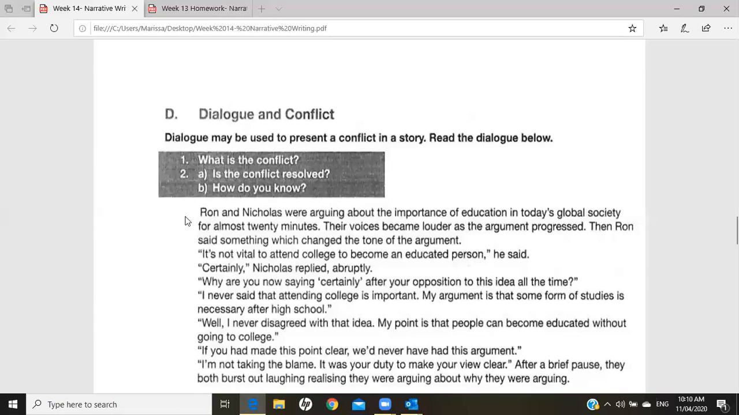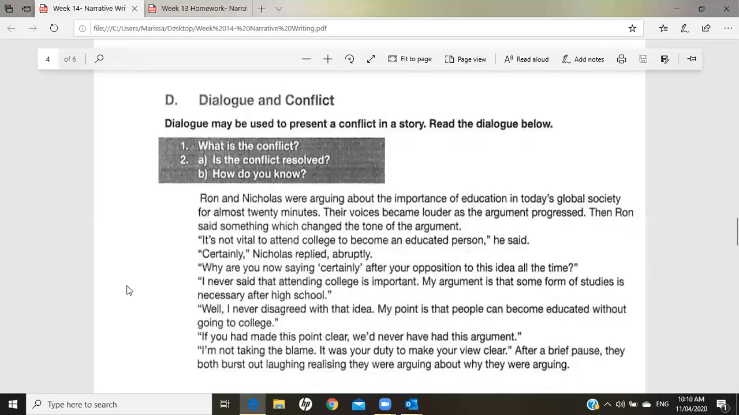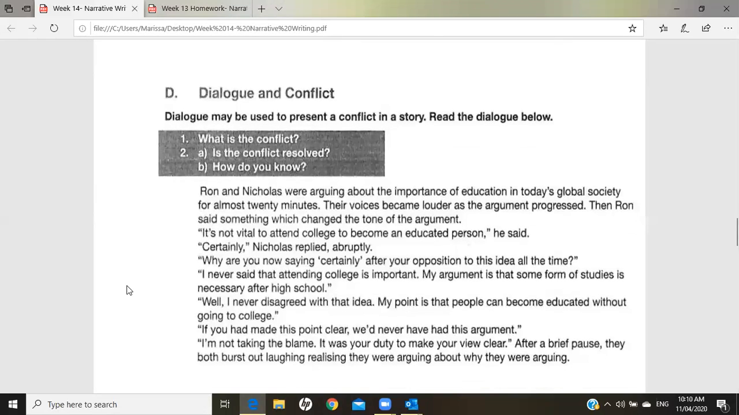Read the dialogue below. The first one says, what is the conflict? And is the conflict resolved? So we know that some conflict exists in the story and we need to figure out if it was resolved and how do we know that.